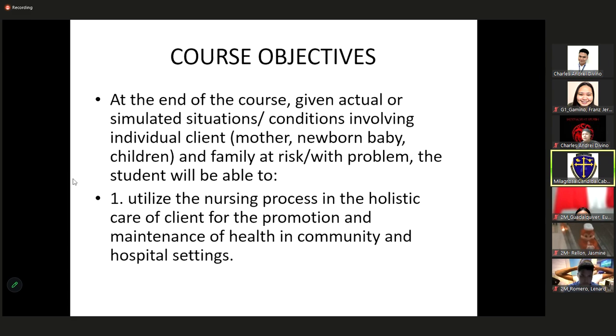No? Nag-OB ward na ba kayo? OB-GYN exposure? Wala pa po, ma'am. ER pa lang po, ma'am. Ano pa kayo? DR? ER lang po.